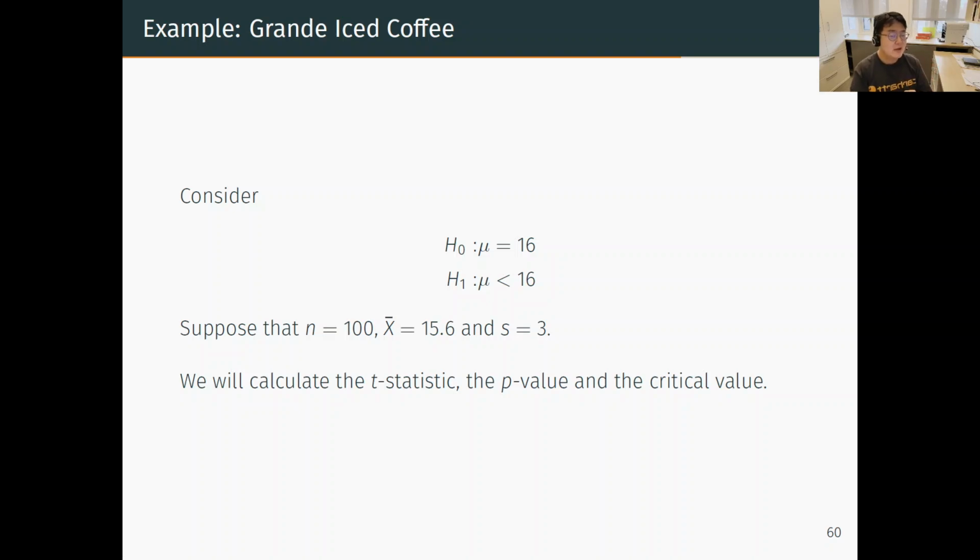Suppose that a Starbucks Grande iced coffee is supposed to have 16 ounces, but someone claimed that it is too small. It seems too small, so I need to check it. Our null hypothesis is 16 ounces, but if it turns out to be smaller than 16 ounces, I'm going to reject my null hypothesis. If it's greater than 16 ounces, I don't care, or that's not likely. Starbucks won't do it on purpose.